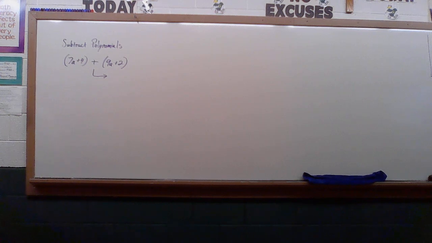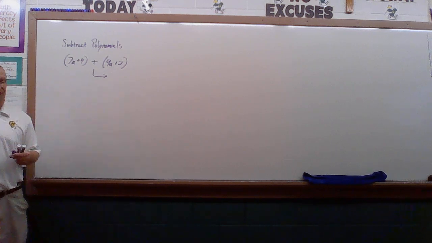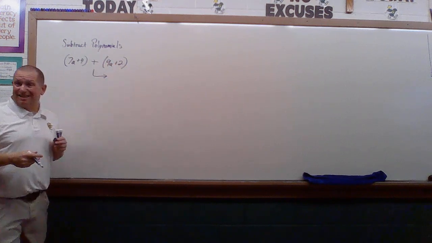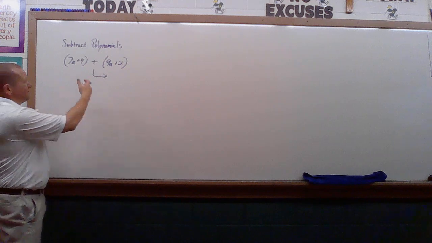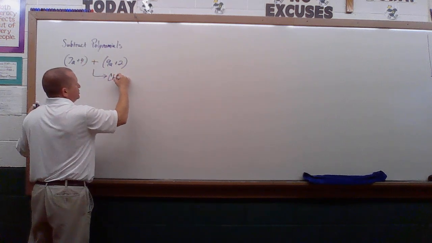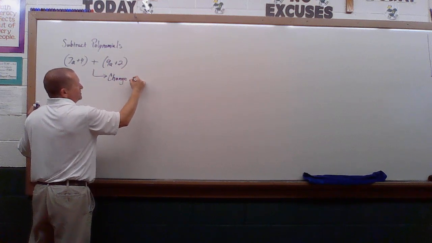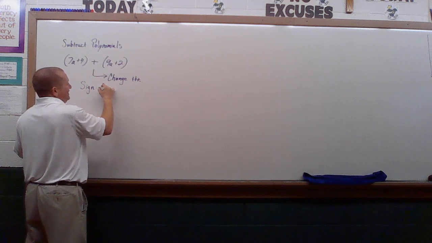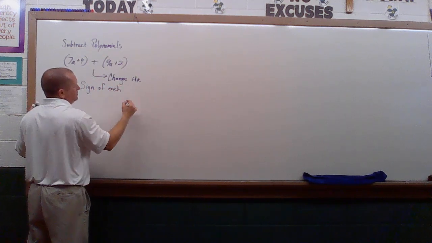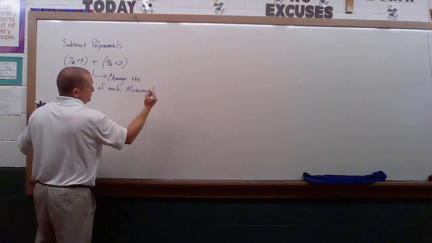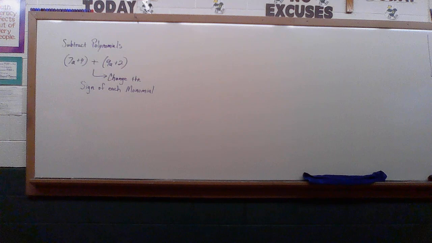And that's where the confusion sometimes gets. So essentially, you're going to change every single sign inside the second set of parentheses, or the parentheses after the minus sign. Okay, so you're going to change the sign of each, what would we call that? Monomial. Number's probably okay, but really it could be a term, right? So again, we're going to change the sign.